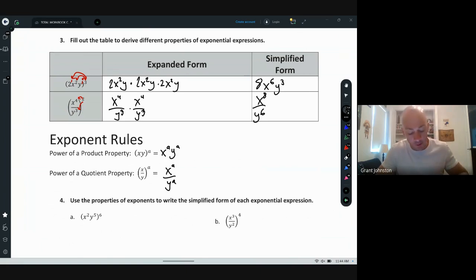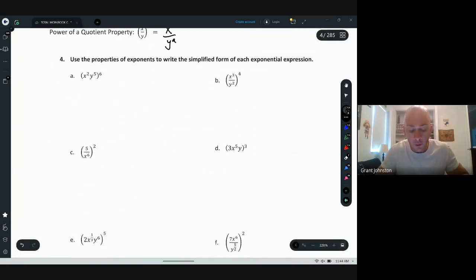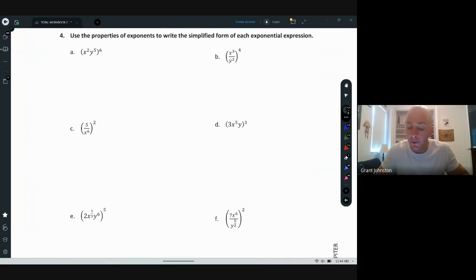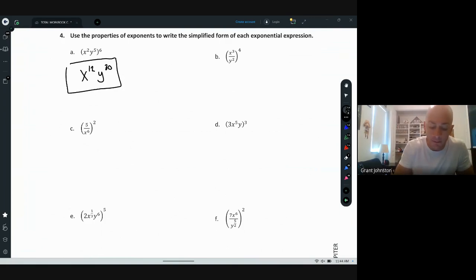So let's put these in action a little bit. Number 4, use the properties of exponents to write the simplified form of each exponential expression. So this is going to turn into x to the 12th, and this would be y to the 30th. That 6 would multiply to the exponents. Same on b. That 4 is going to multiply to the exponent. So I'm going to have x to the 12th and y to the 8th.